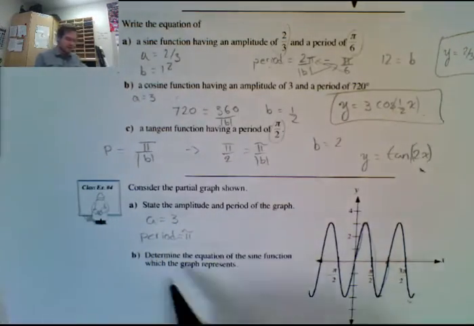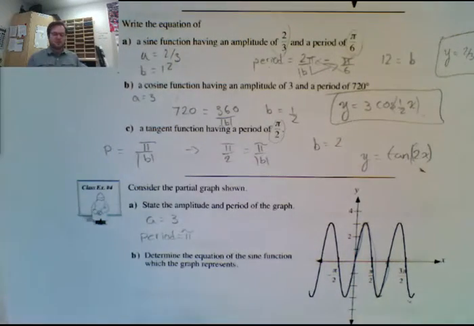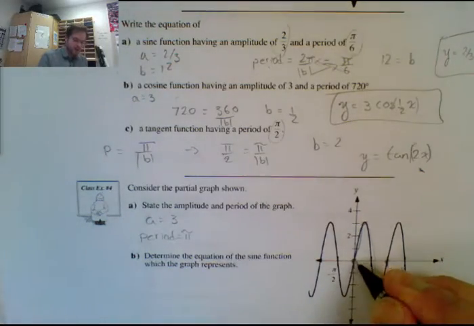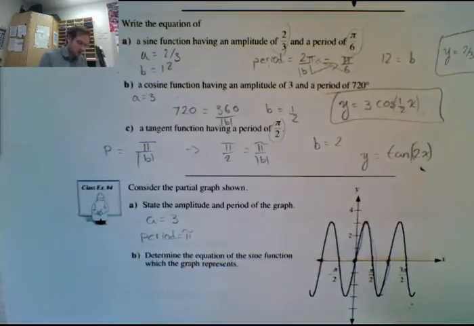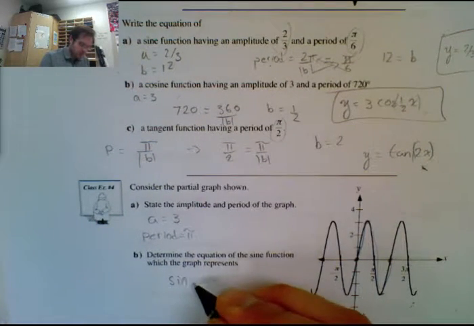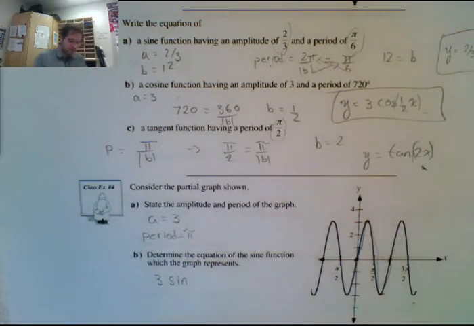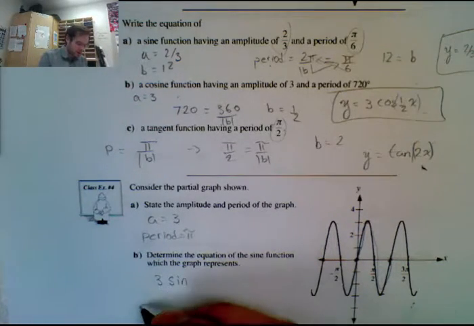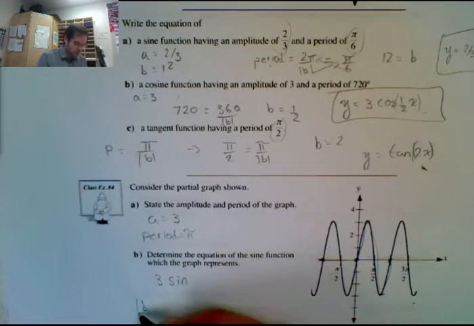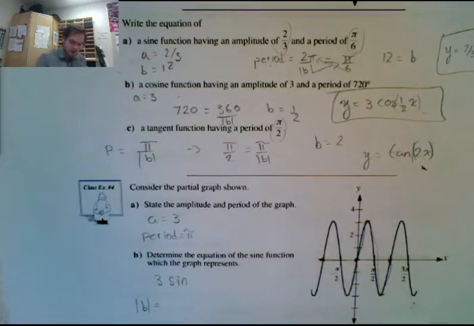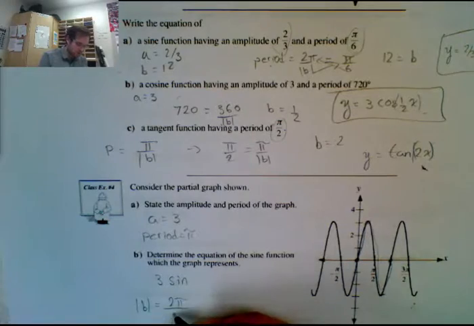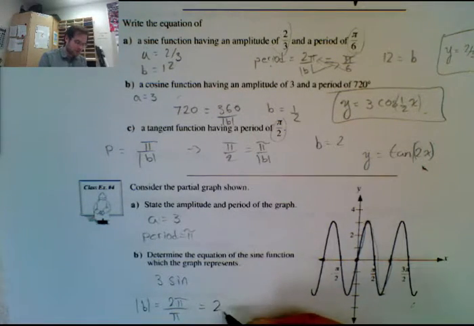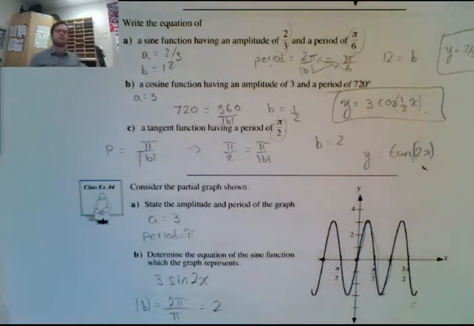Okay? Now it says determine the equation of the sine function. Well, how do we know it's the sine function? Because we're starting right here at the origin, and we're not starting at the top of the graph. Now determine the equation. Well, I know my a value is equal to 3. Now we just have to find my b value. So we can rearrange our formula to get b is equal to 2 pi divided by my period, which is pi. So in this case, b is equal to 2, so it's 2x.